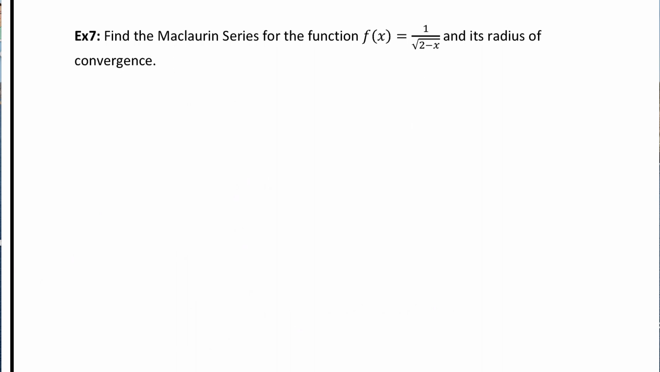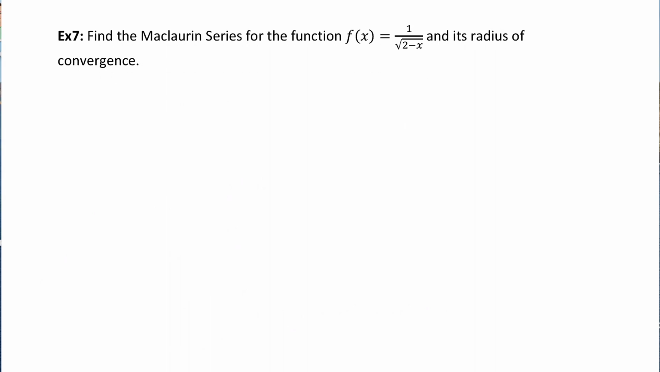Example number 7 already. Find the Maclaurin series for the function f of x equal to 1 over root of 2 minus x and its radius of convergence. Okay, so check this out. I look at this and it looks complicated, and probably you think there's a reason why she showed that table. So here we go. Let me show it to you, okay?